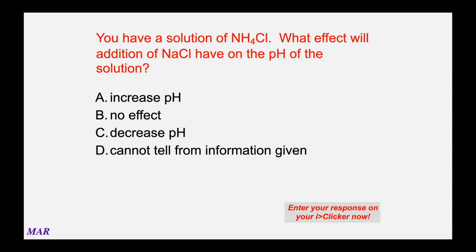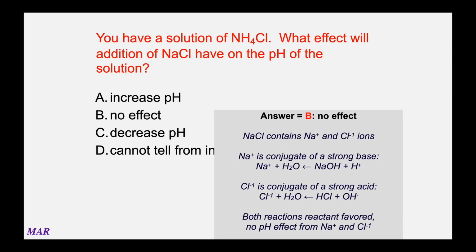Chloride, on the other hand, is the conjugate of hydrochloric acid, and conjugates of strong acids and strong bases don't affect pH. So chloride, in both ammonium chloride and sodium chloride, has no effect on the pH. You can think about chloride as being the conjugate base of hydrochloric acid. Sodium ions can be considered the conjugates of sodium hydroxide, a strong base. And all conjugates of strong acids and strong bases do not affect pH. So sodium chloride will have absolutely no effect on the pH of the solution.